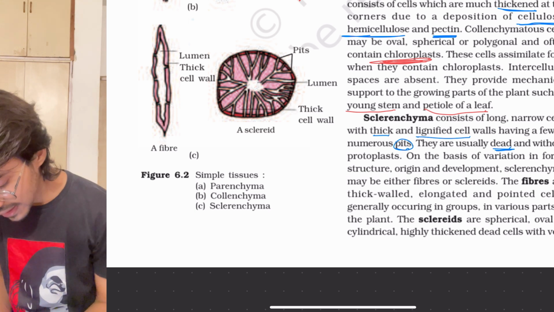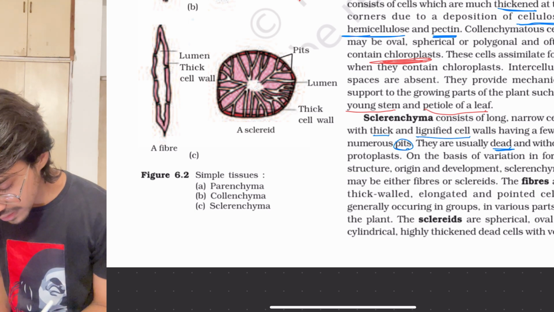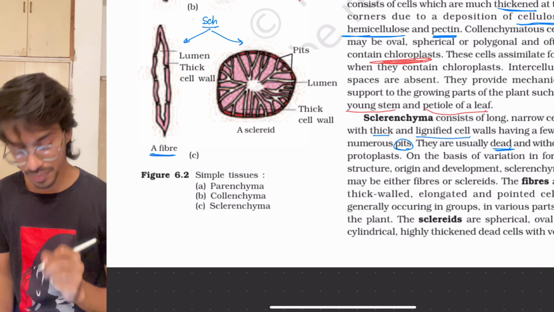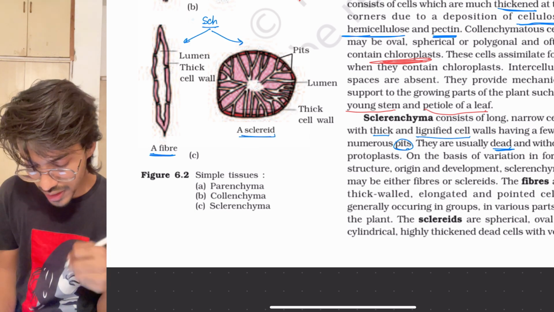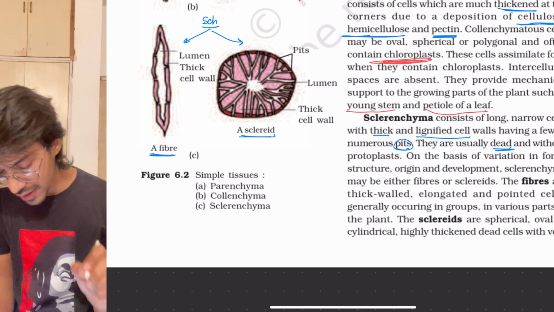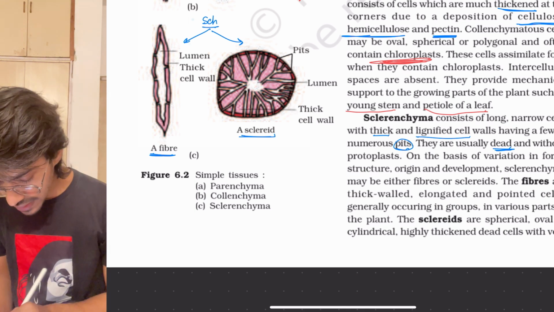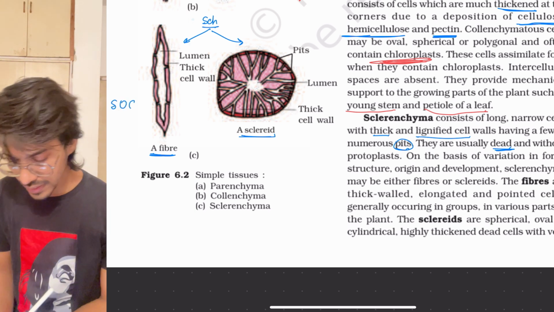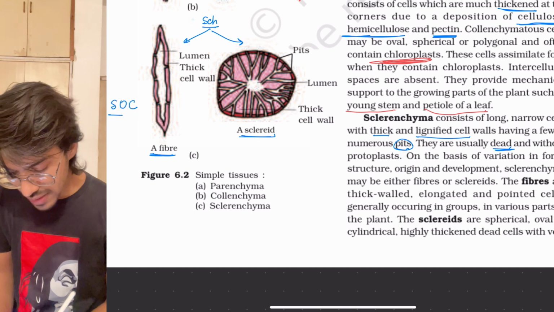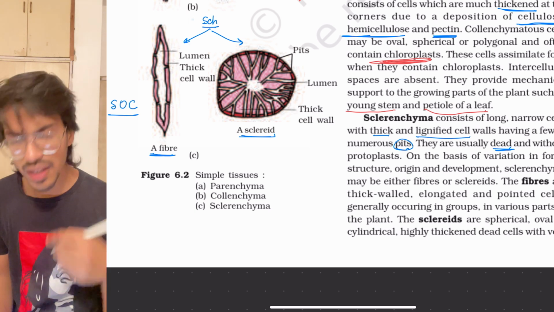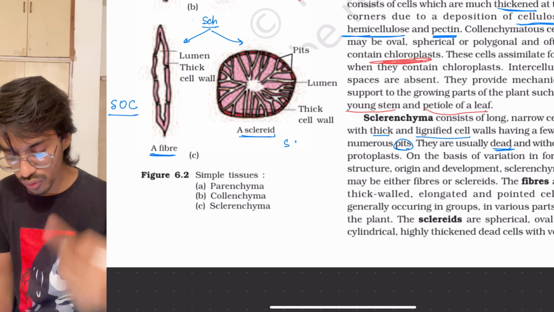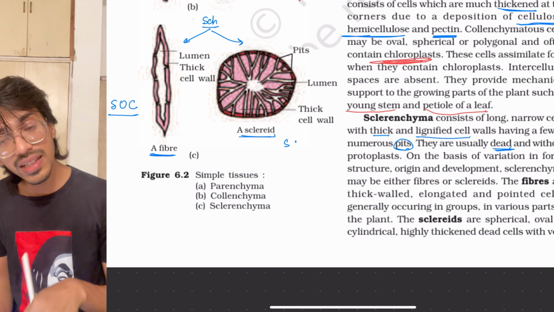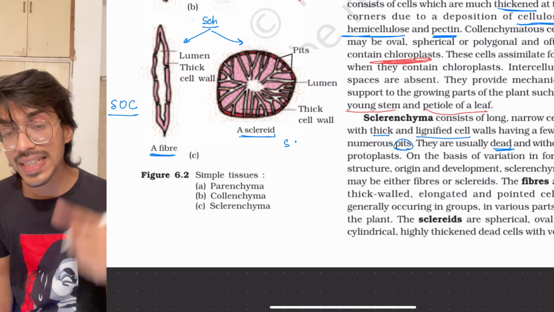You have to remember that sclerenchyma appears in two forms. One is the fiber form, the other is the sclerid form. Where the fiber form is present and where the sclerid form is present, you have to remember. The sclerid form is spherical, oval or cylindrical. These are dead. These are spherical in arrangement, where higher levels of lignification take place. These sclerids are present in the leaves of tea.